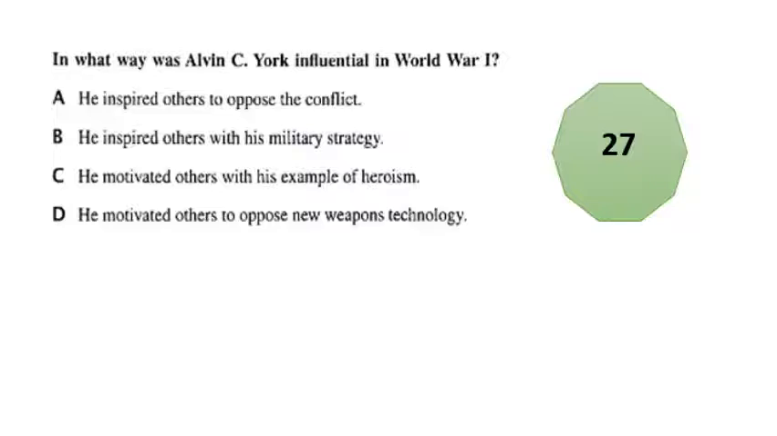All right, question 27. In what way was Alvin York influential in World War I? Alvin York was a Tennessean from Fentress County, Pall Mall, Tennessee, who gets drafted from the Selective Service Act. He was going to be a conscientious objector. He was not going to fight based on his beliefs, and he didn't believe in fighting or killing. And eventually he's inspired to decide to join and to go fight, and he becomes a huge war hero. He kills over 30 Germans, captures over 120 others.